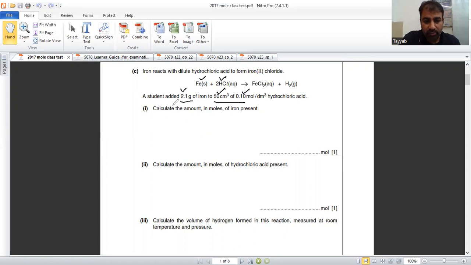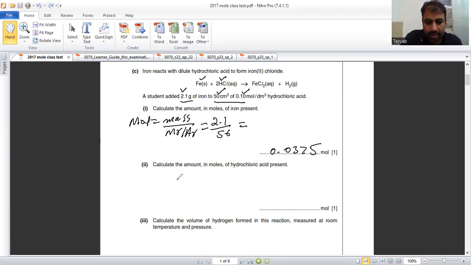For this, first we have to calculate the amount in moles of iron present. We should use this formula: mole is equal to mass over Mr or Ar. As this is iron, we will use 2.1 divided by 56. The answer is 0.0375.